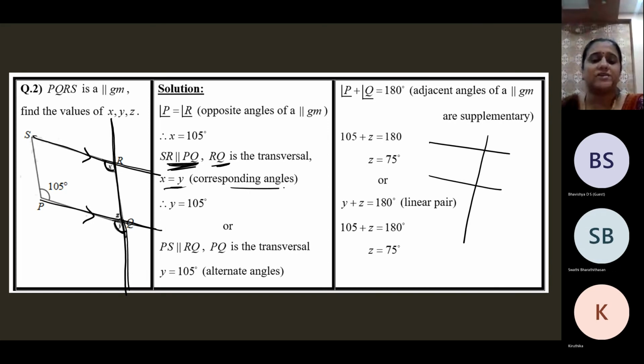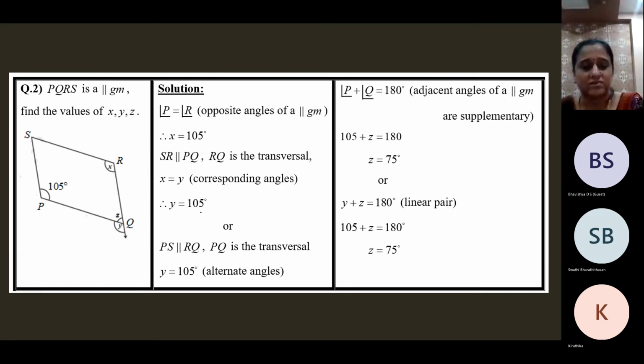X is equal to Y, corresponding angles. So we found X already. X is 105 degrees. So Y also, because X is equal to Y, Y will be 105 degrees. So you can find Y like this, or you can also find Y like this, what we discussed earlier. Alternate angles. Y is equal to 105, alternate angles. You can do any one. X is this one. For Y, I have given you this working, or you can do this working.